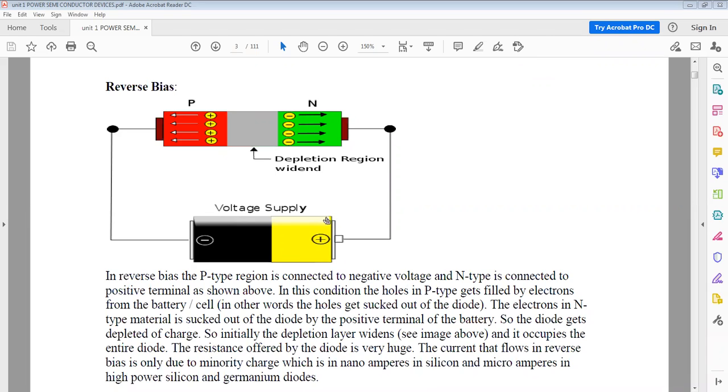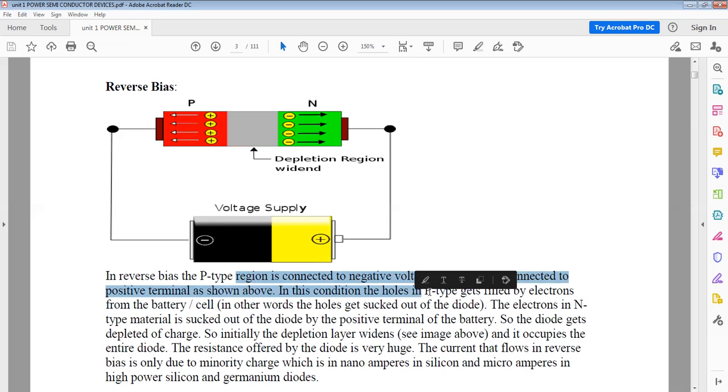The P terminal is connected to the negative terminal of the battery or voltage source, and the N terminal is connected to the positive supply. Hence, it is in reverse bias, and the depletion layer between the P and N junction increases. In reverse bias, the P-type region is connected to negative voltage and the N-type to the positive terminal, as shown above.